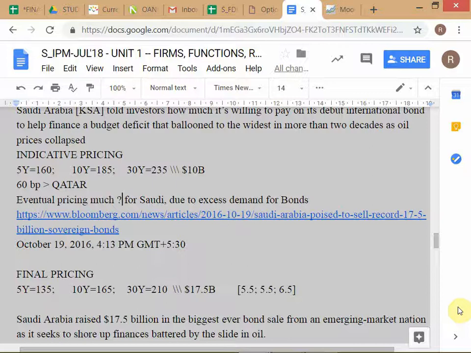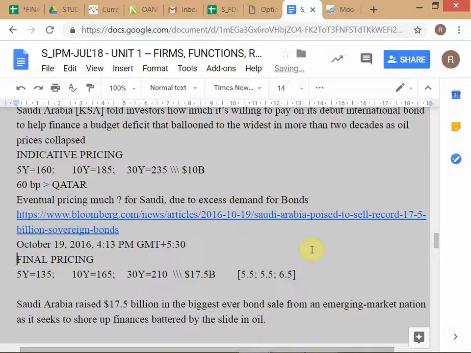Okay, so the final pricing is much better for Saudi. Can you see that? The 5-year drops from 160 to 135. The 30-year drops from 235 to 210. This is the final pricing. So finally the bonds were issued at these spreads. So this was the first offer price and this is the accepted price.